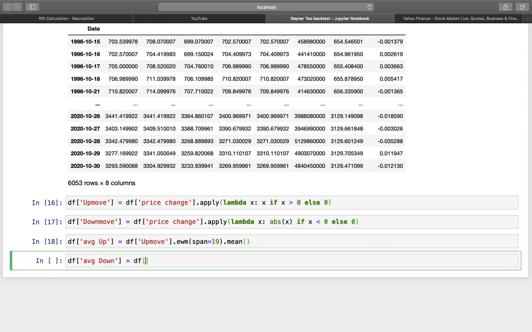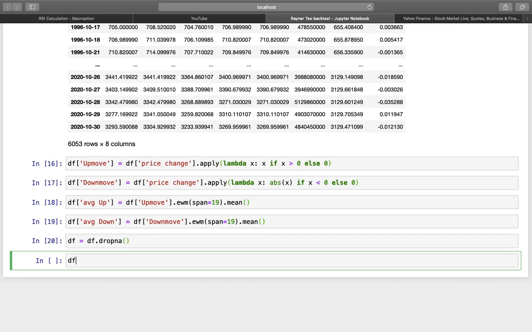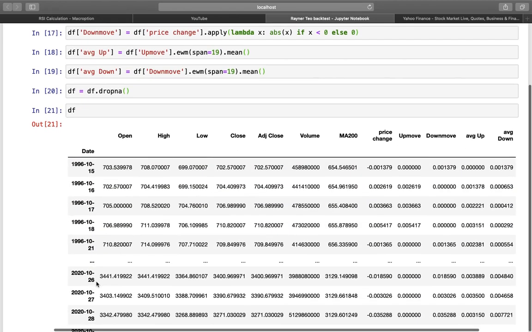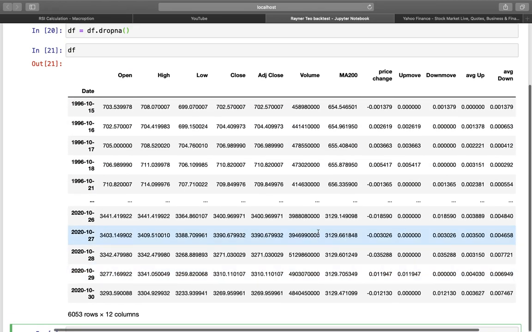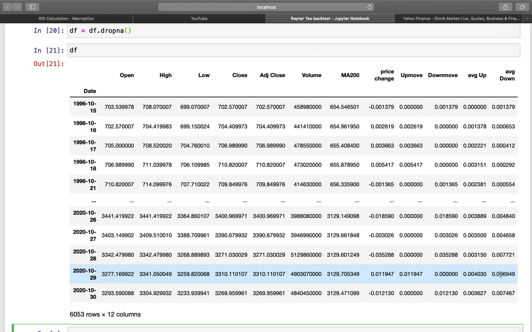And now the same for the average down move. So I'm taking the down move here, and again taking the exponential moving average with a span of 19, again to replicate Wilder's smoothing method. Execute that. And now I'm just cleaning up the NA values again, so we're just using dropna again, and print out this data frame. And now we have everything we wanted: an average up column and an average down column using Wilder's method, okay?